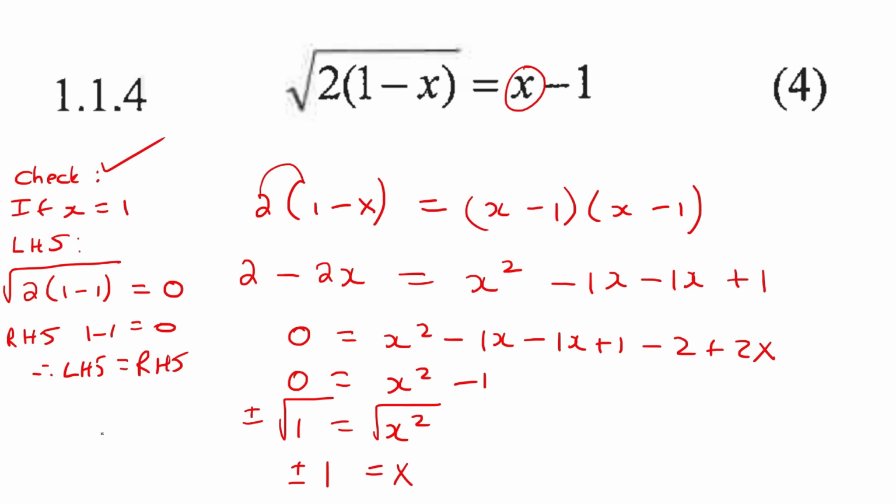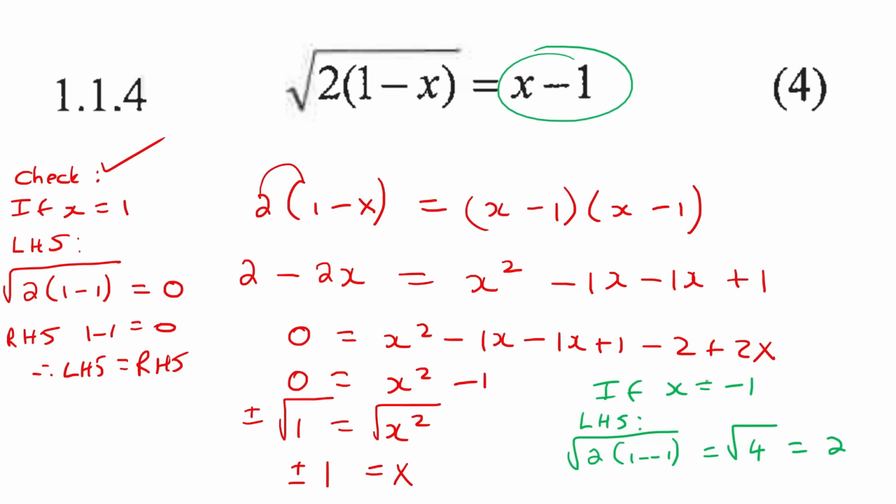Now, let's check the other side. If x is minus 1, because that's this one over here, then if we plug it into the left-hand side, you get square root of 2 times 1 minus, and then x is minus 1. And so that's going to end up becoming 2 times 2, which is the square root of 4, which is 2.